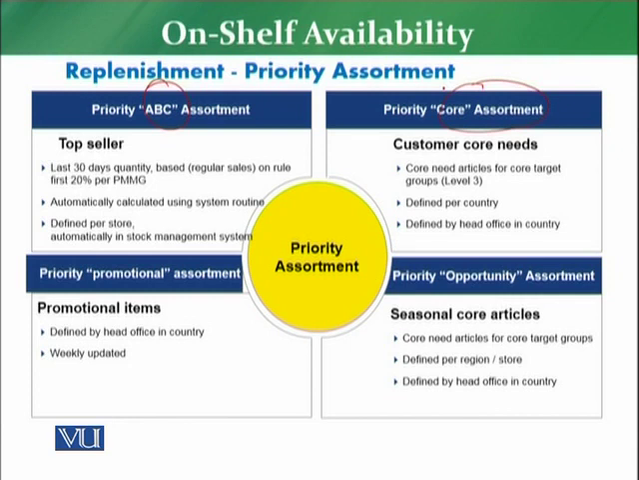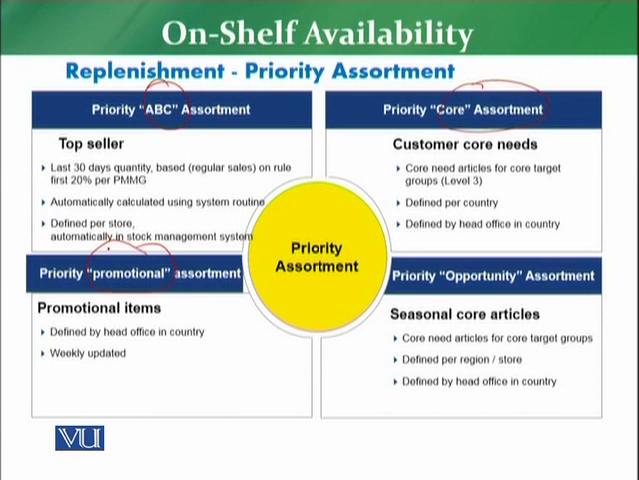For example, when a customer enters a bakery, his core need there is bread, egg, milk, or maybe rusk. These are the core expectations of a customer from a bakery. So you have to replenish this core assortment. Then the priority assortment also includes the promotional assortment. The articles which are on promotion should be available on the shelf, so they are part of the priority assortment.